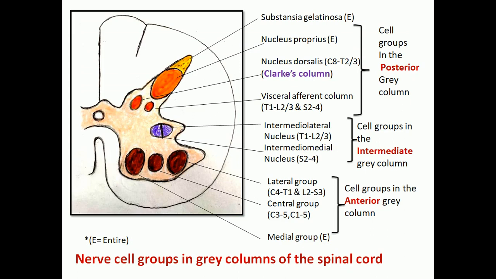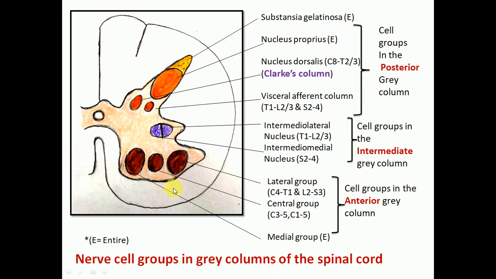Now within the grey matter, these neuronal cell groups are arranged. This diagram shows the neuronal cell groups in the grey columns of the spinal cord. First, on the anterior aspect, are the cell groups in the anterior grey column, then the intermediate grey column, and the cell groups present from apex to base in the posterior grey column. Now we discuss them one by one.